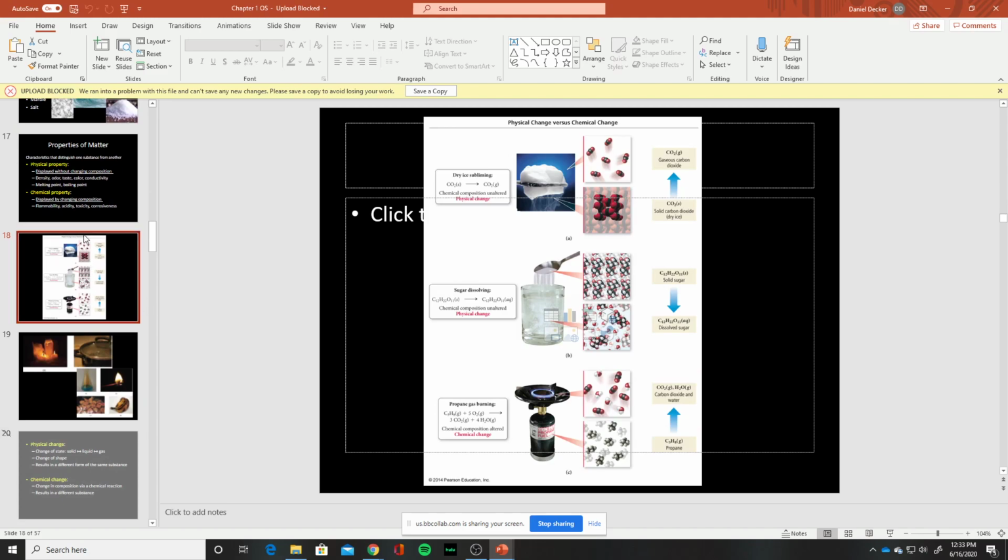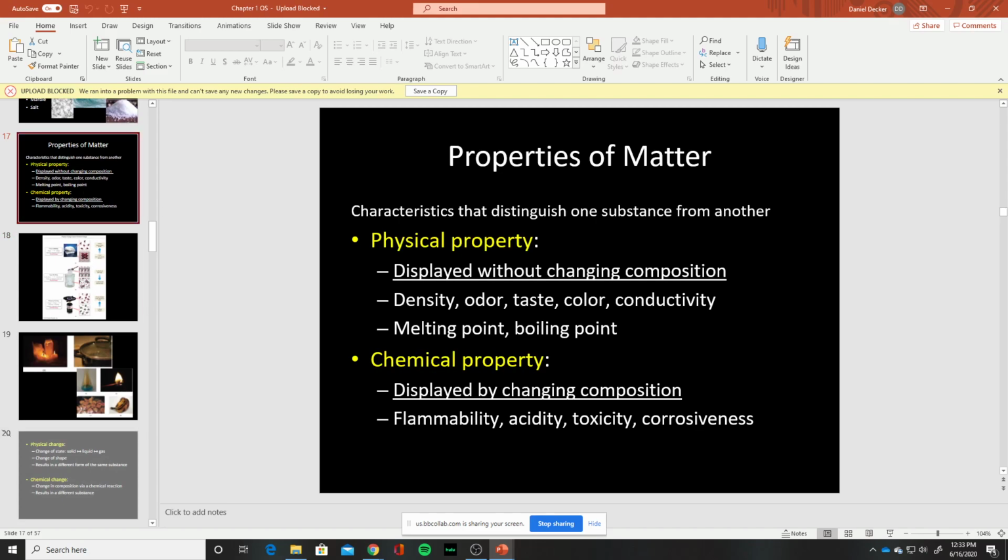You should also know how to classify different properties or different changes that happen as either physical or chemical properties or changes. So again, the key here is that if the actual molecules themselves are staying the same, so there's no chemical reaction occurring, and that's just a physical change or physical property that's being displayed. Chemical properties are displayed by actually changing the material itself.